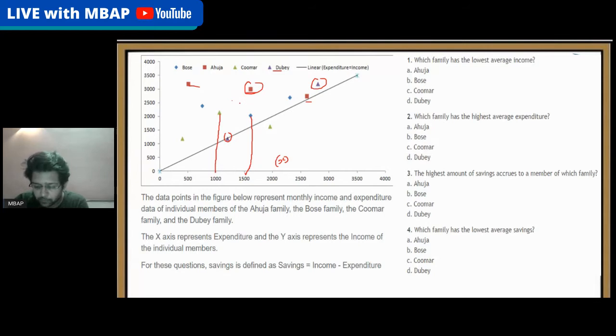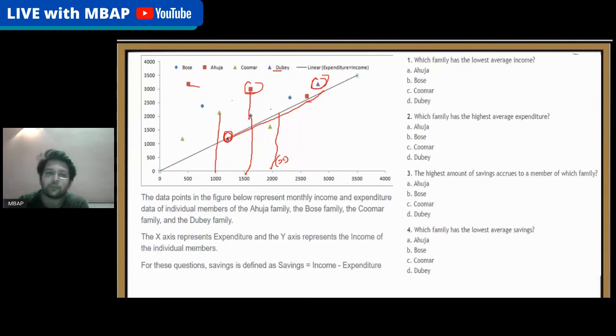All of you are right. The answer for the given question is, what is the answer? Is it Ahuja or Dubey? The value of Ahuja is going to be till here. If I see the values of Dubey, one value is here, the second value is here. If I just make a linear line here, you will see the average will be slightly close to 2000.